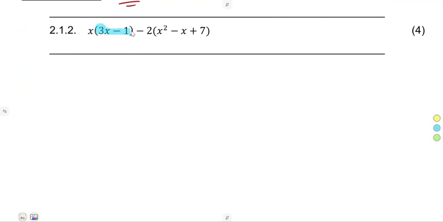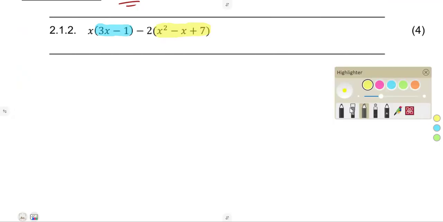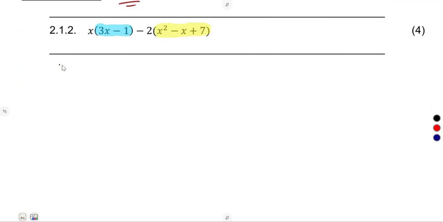The first one, 3x minus 1, to be expanded by x. Another one, x squared minus x plus 7, to be expanded by what? By -2. So let's expand. That was going to be x times 3x. Remember, in multiplication you add exponents if the bases are the same. So that's a 1 and a 1.